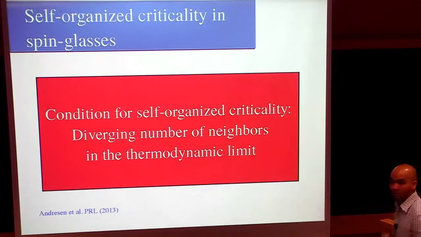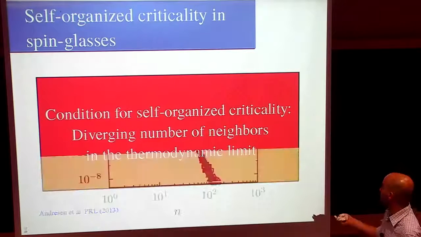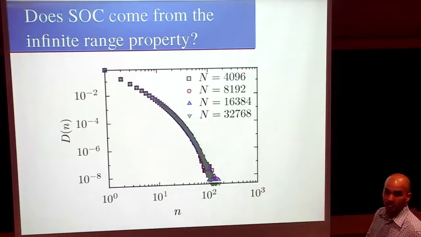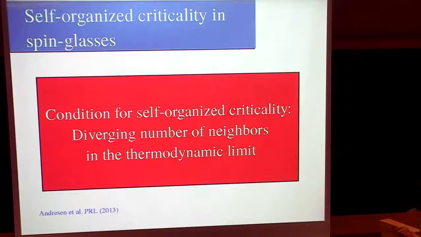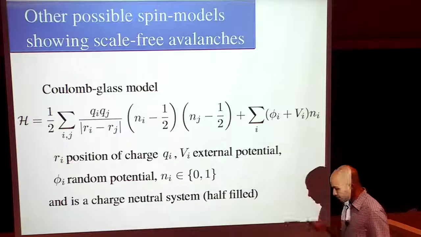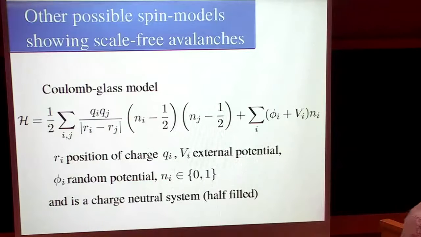And your data were for which Z? These were for 6. Has this been done on the Bethe lattice too? No, we did not try that.